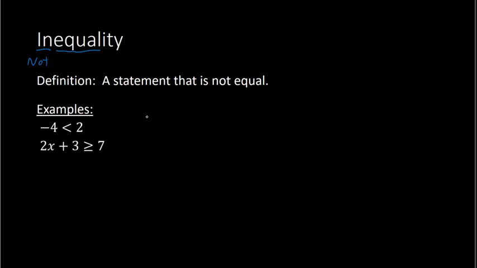We could have statements with variables in here. So 2x plus 3 is greater than or equal to 7. Could be something like this, or like this, or like that. All of these would be examples of inequalities, where we have all these different inequality symbols.